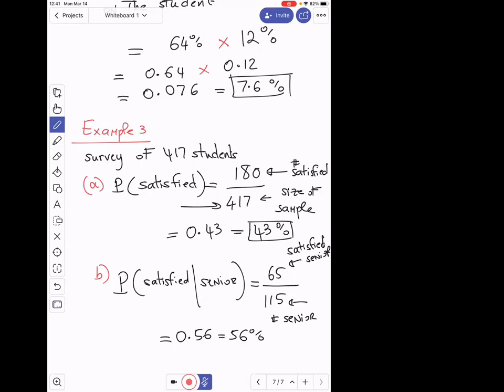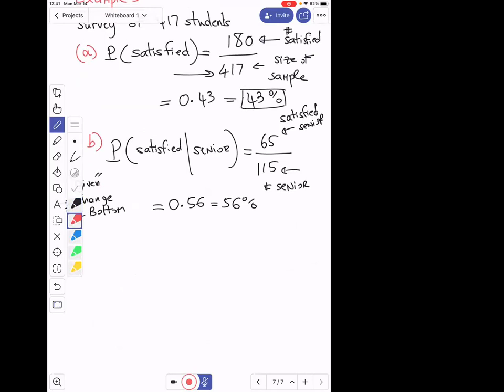But if you see the word given, like in B, the student is a senior, then you need to change the size of the sample. It's not the same denominator, not the same bottom. Whenever you have a table and the question says given that something, you need to change the denominator. In A, the sample was all the students. In B, the sample is only the senior students.